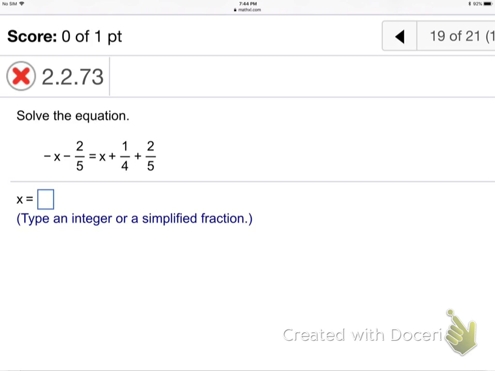Let's try that one. Same kind of thing. Just different numbers. Let's try this one. This one is 20.